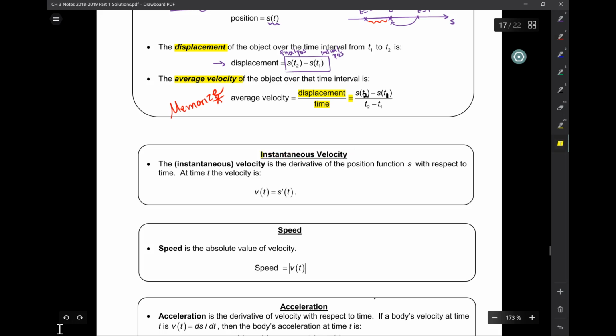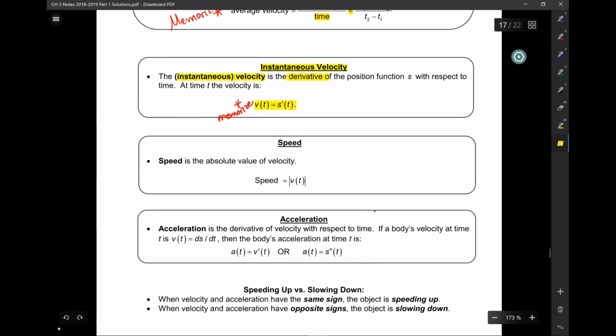Then we've got instantaneous velocity. There you go. The instantaneous velocity is the derivative. So average velocity is the slope of the secant line. Instantaneous velocity is the slope of the tangent line. So that's the derivative at point A. Okay? So this too, you have to memorize. Okay? So V of t is S prime of t. Okay? Just take the derivative. That's it.